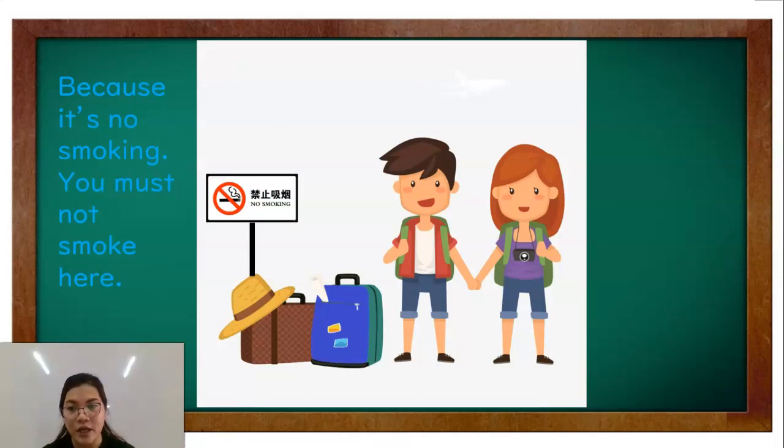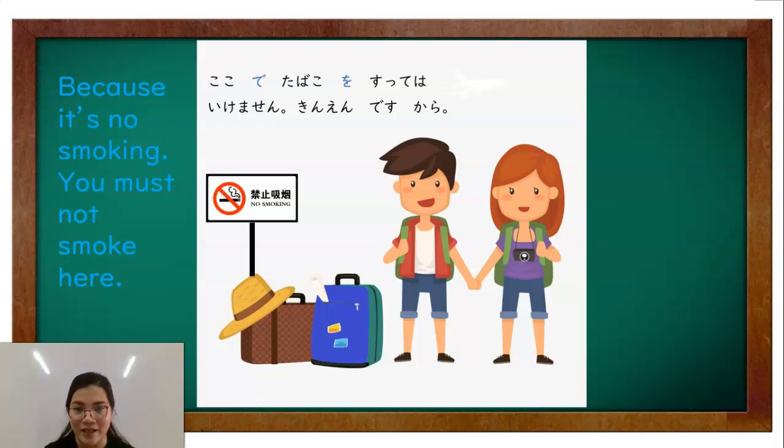Just like an example here: because it's no smoking, you must not smoke here. Koko de tabako sutte wa ikimasen. Kin'en desu kara. Kin'en is no smoking.